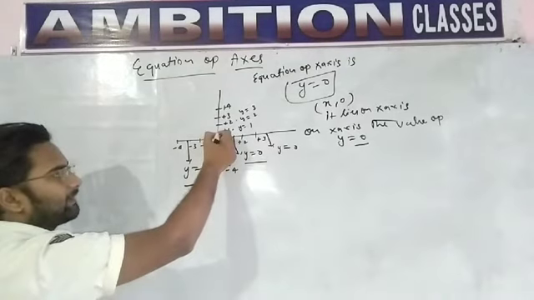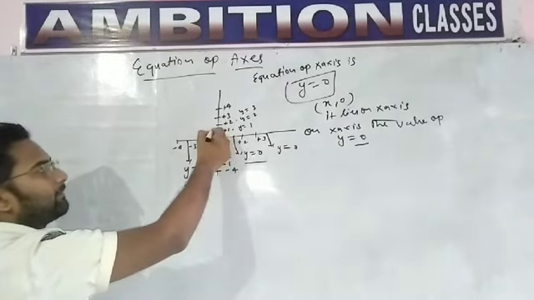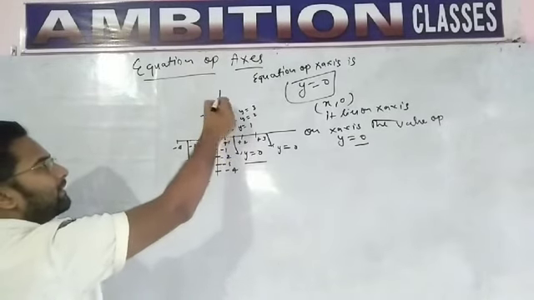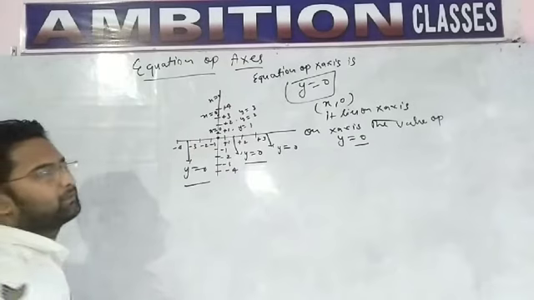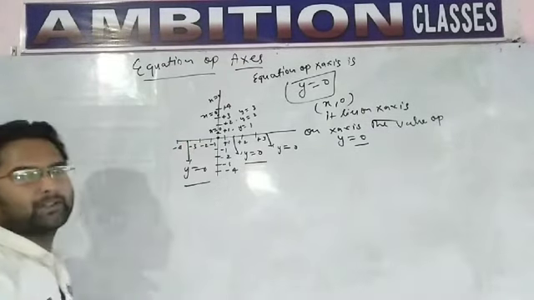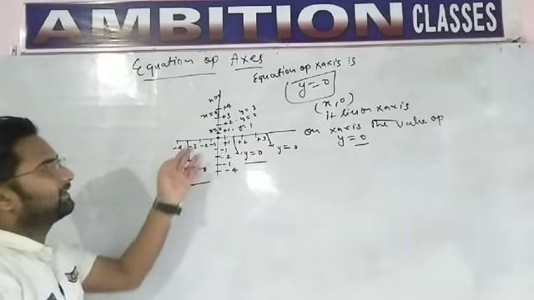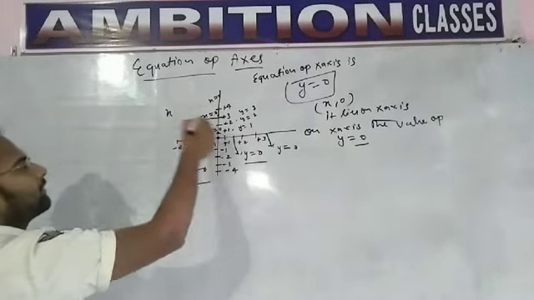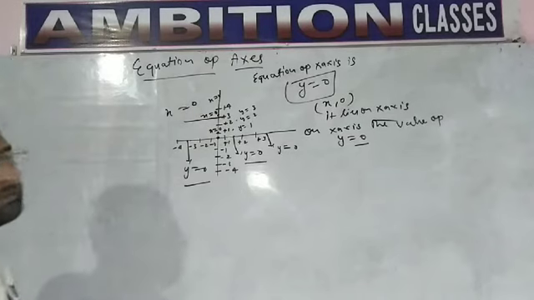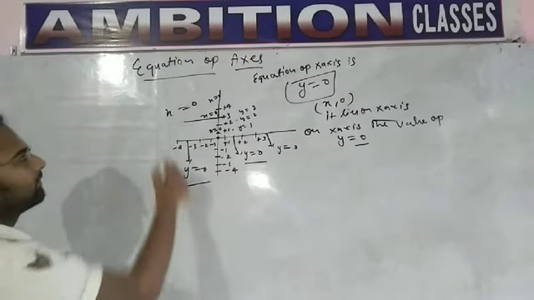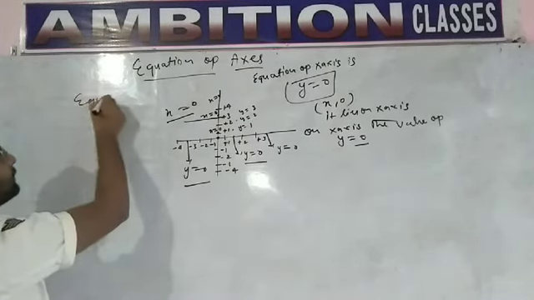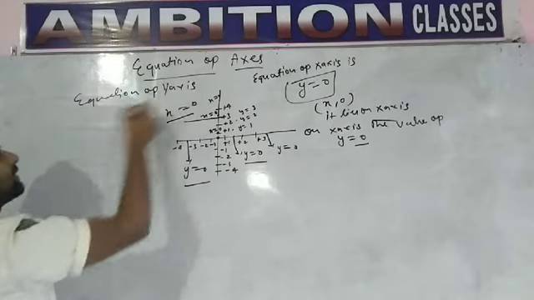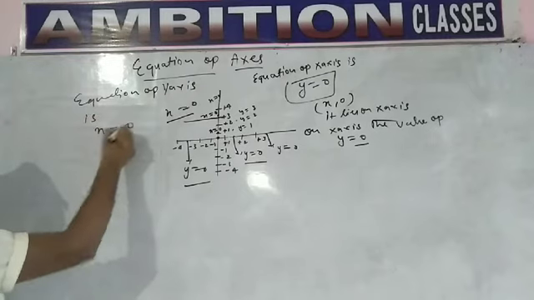If we move on to the y-axis here, students, the value of x will be 0. If we move to here, the value of x will be 0. If we move to here, the value of x will be 0. But if we move to here, then the value of x will be -2. Here it will be -3. But on the y-axis line, it is always 0. So x equals 0. That is the equation of y-axis: x equals 0.